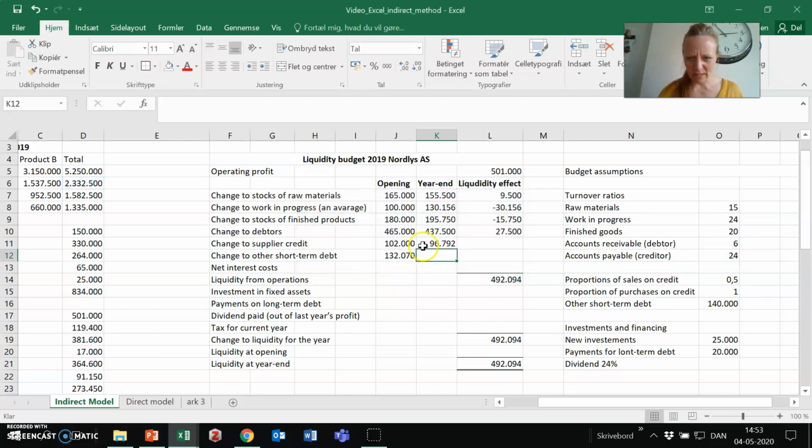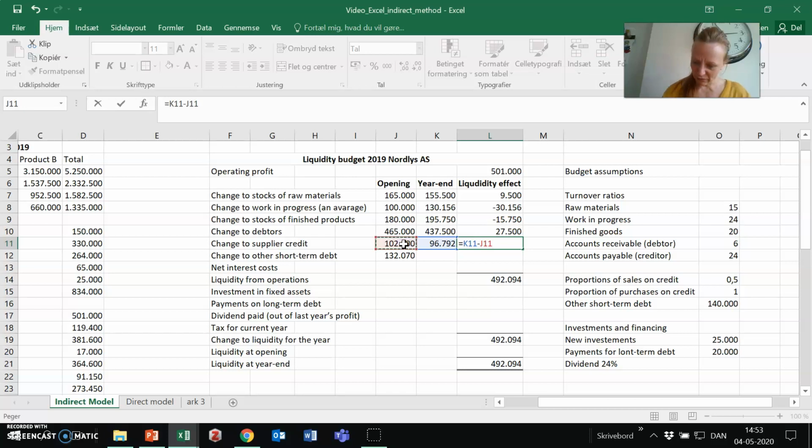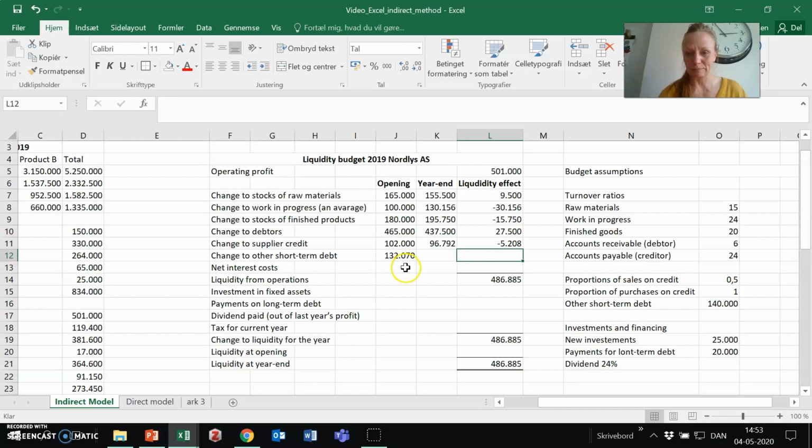And did I make any mistake? Yeah, I probably did, but nevertheless, Excel has corrected it for me. All right, so at the beginning of the year, I was able to owe my suppliers 102,000. Now I have paid back so much that I can now only owe them 96,000. The effect, looking from a cash point of view, now that we are on the other side of the balance sheet, so now we start with the year-end value and we subtract the year begin value. The effect of paying back debt, looking from a cash point of view, is negative.